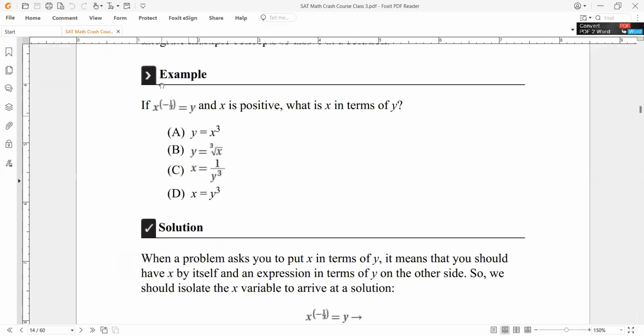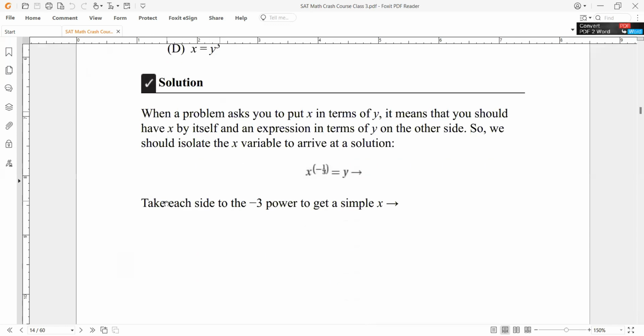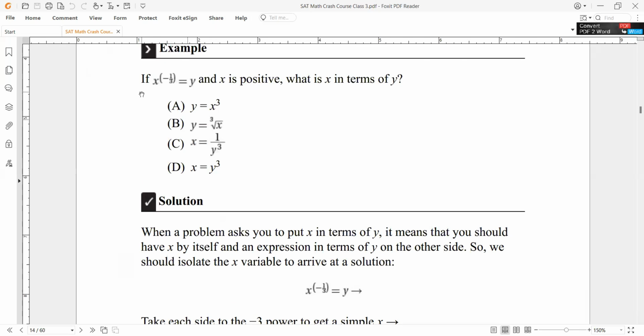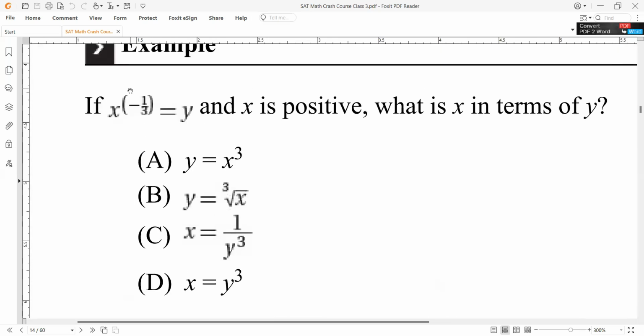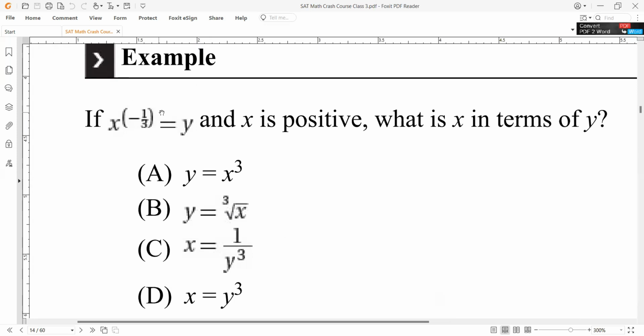And if you do that, then x will be simple, taking each side to the power of negative 3 to get a simple x, because whenever you write it on pen or paper, I wish I had the pen and paper basically. So if you do that, then automatically the negative 1/3 and the negative 3 will get nullified by each other. You got my point? Yes.